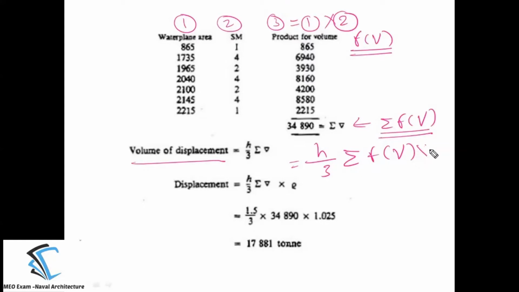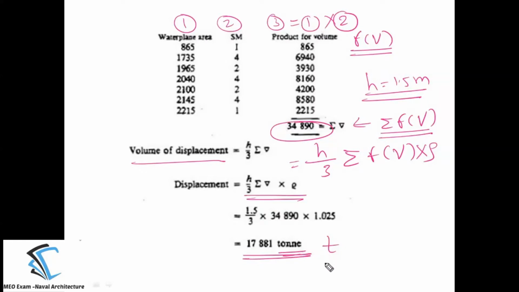Then multiply with the density, and you will get the displacement, which will be in tons. In this case, the summation of function of volume is coming 34890. The interval is already given, that is 1.5 meter. Substitute here, and you will get the displacement in tons, that is 17881.